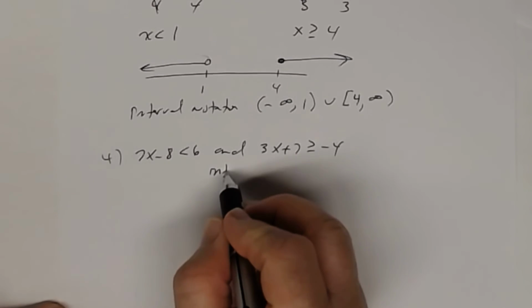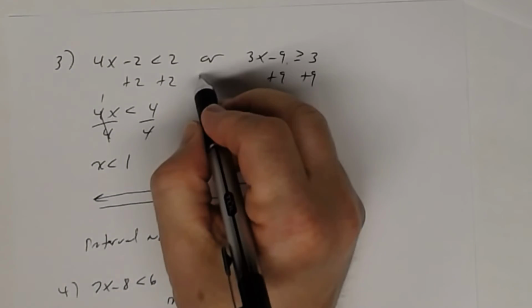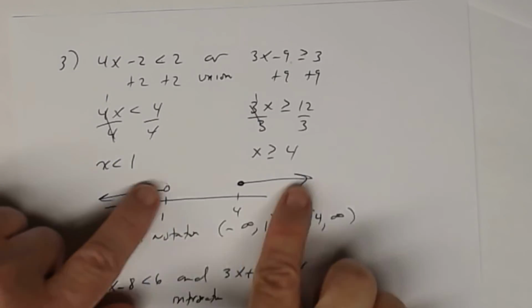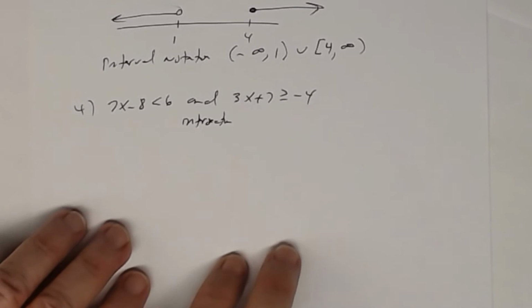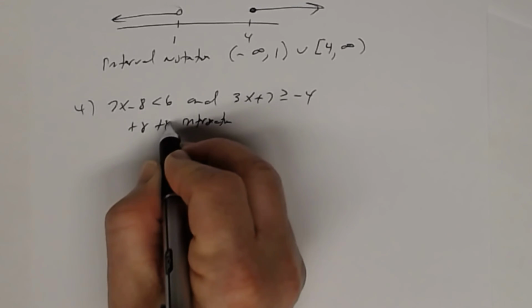So that's where you look at the word intersection. With OR, you look at the word union. So you're going to union those 2 solutions together. Here, you're looking at the intersection. Where do those 2 solutions intersect? So you're going to solve each one individually, just like you did in the previous problem.